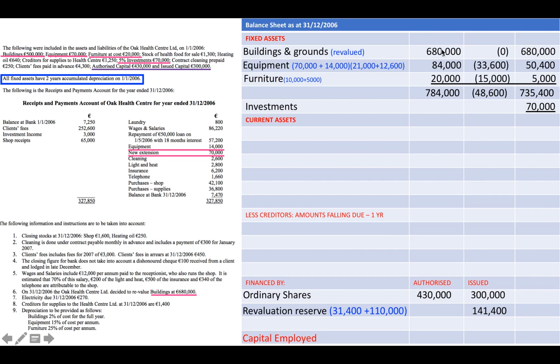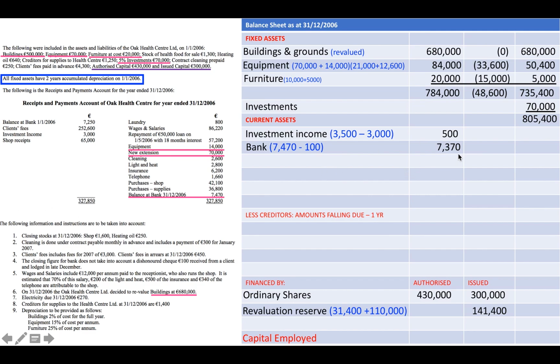Then the next item that we have to do is into our balance sheet, we have our long-term liabilities there, our issued capital. We have to put in our authorised as well. So we have 430,000 authorised ordinary shares, and 300 of those are issued. So then the next item then is our balance at bank, 7,470. Okay, so that is an asset. It's going to be brought down on the debit side.